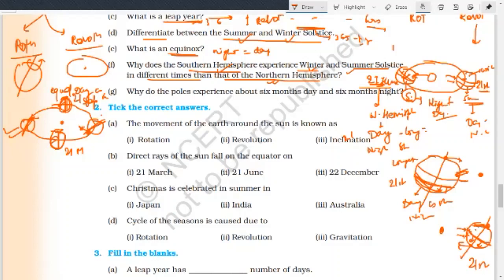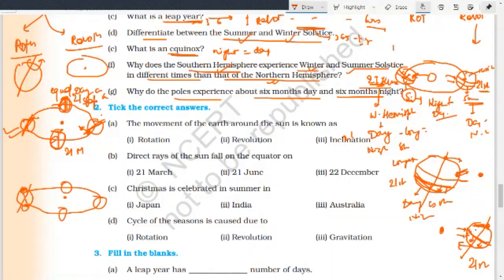Why do the poles experience about 6 months of day and 6 months of night? This is a very good question. I will tell you. All the questions are related to this single picture. Suppose this is the pole and this is the pole.